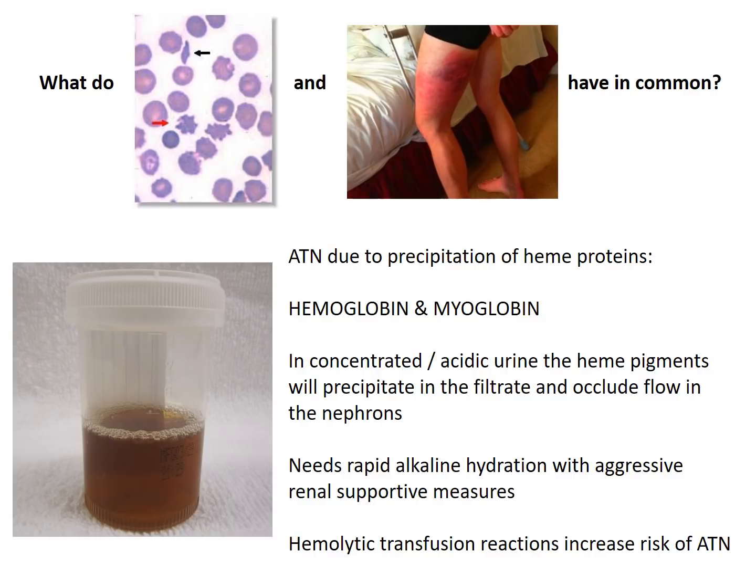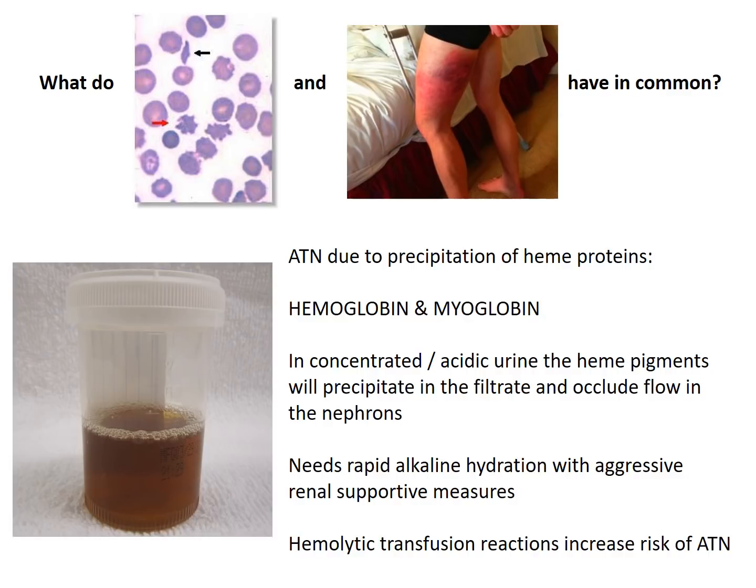So here's my question. What do hemolysis and rhabdomyolysis have in common? In each case, there is a heme-based protein which is being released and precipitated: hemoglobin with acute hemolysis, myoglobin in skeletal muscle breakdown. In acidic urine, those proteins can accumulate in the filtrate and occlude flow in the nephrons, leading to very dramatic ATN.